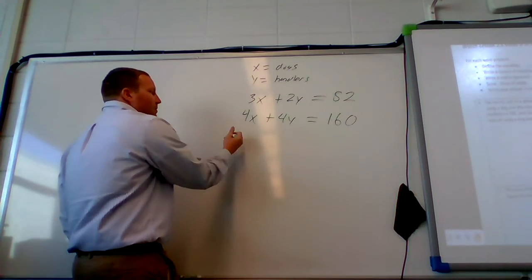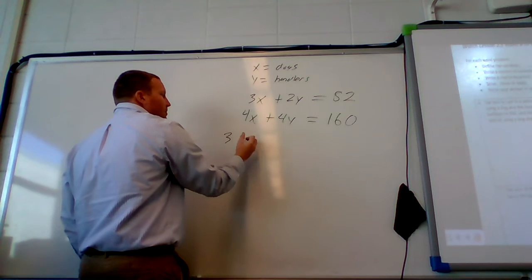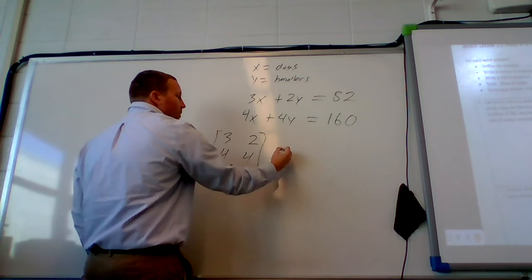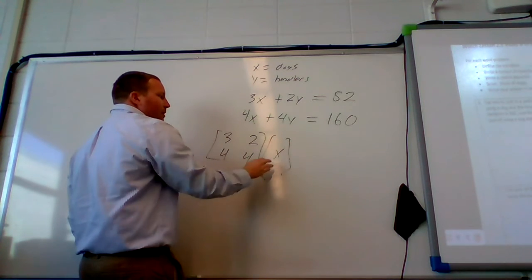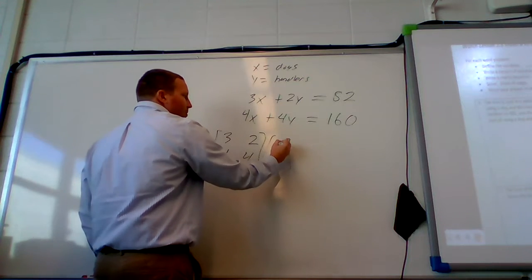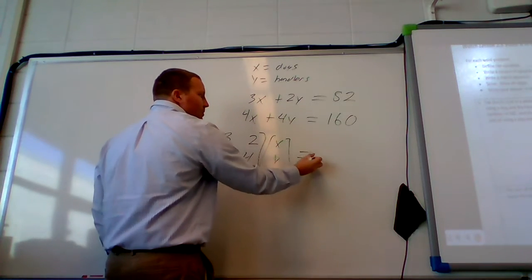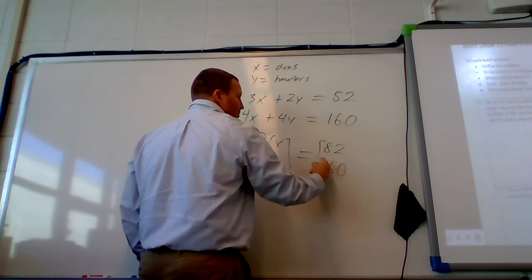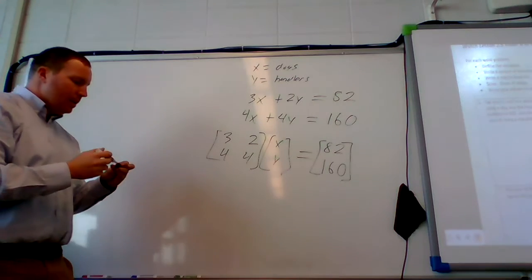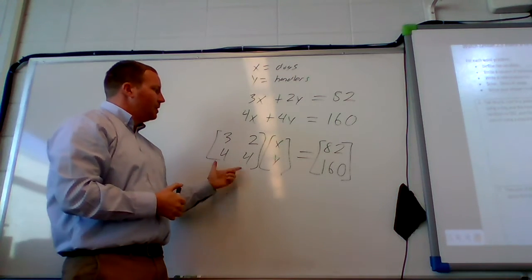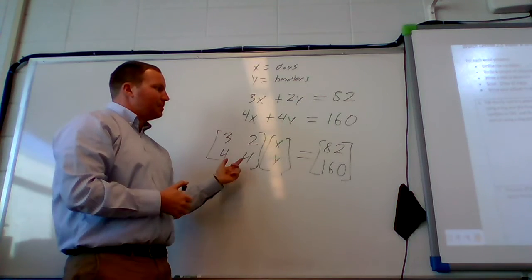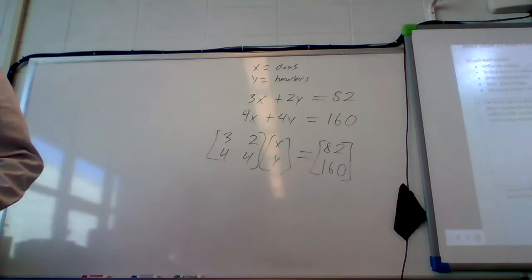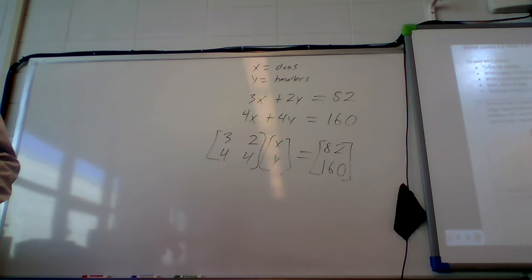So turn it into a matrix. So again, our first matrix, or our A matrix, is our coefficients. We have our X matrix, or what those variables are going to be. So we kind of have our X and our Y is equal to our answers 82 and 160. Again, once we have these 2 matrices set up, we take the inverse of our coefficient matrix times the answer matrix.